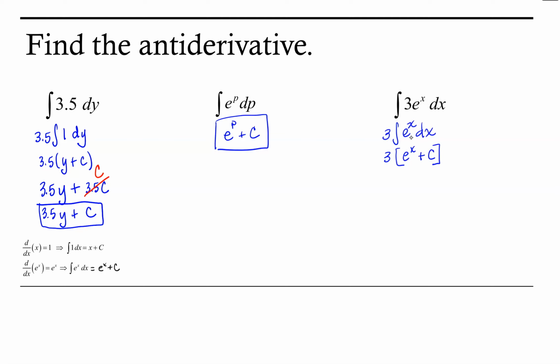So using the distributive property, we get 3e to the x plus 3c, but we're not really interested in this specific constant. We just want to be sure to capture that we have something that looks like 3e to the x plus a constant. So our antiderivative here would be 3e to the x plus c.